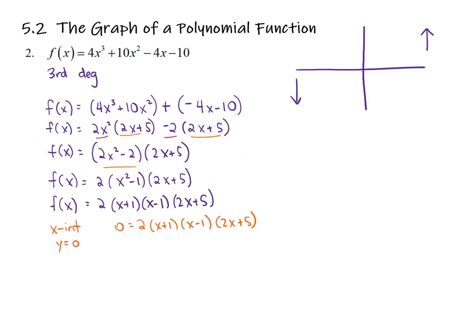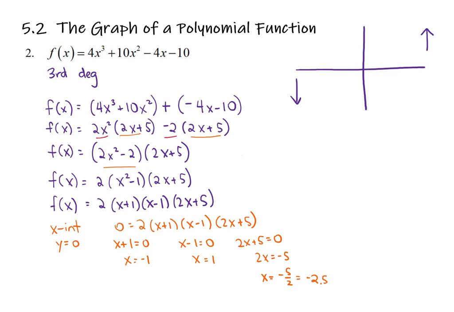To find my x-intercepts, I'm going to set my function equal to 0, and then I'm going to apply the zero product property to take all of the factors that have variables in it and set each of those factors equal to 0. Remember, I don't have to put that 2 equal to 0 because 2 is not equal to 0. But I'm going to get negative 1, positive 1, and negative 5/2.